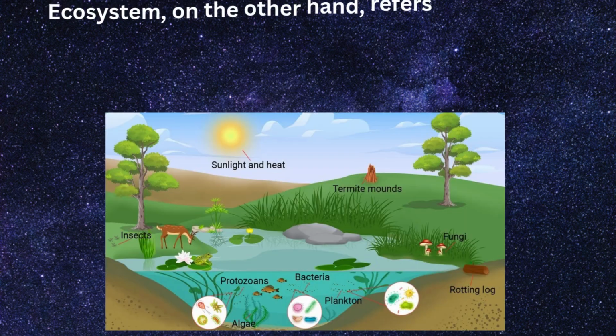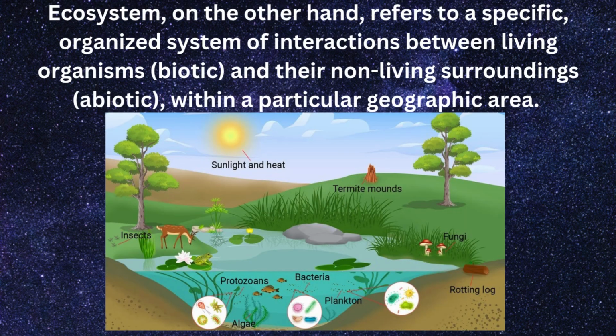Then, what is the difference between ecosystem and environment? Environment, as I said above, that is the specific definition. Then what is ecosystem? Ecosystem, on the other hand, refers to a specific or organized system of interactions between living organisms, that is biotic factors, and their non-living surroundings, abiotic, within a particular geographical area.